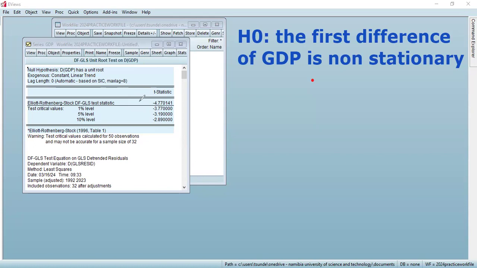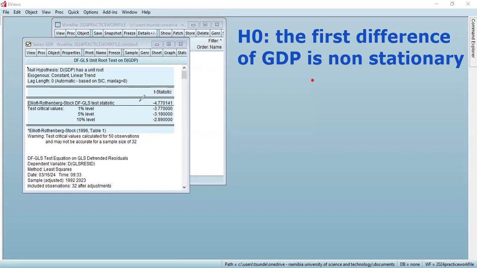The first difference of GDP: I'm seeing that the T statistic is now more negative. So, is GDP stationary or non-stationary? The first difference of GDP, is it stationary or non-stationary?